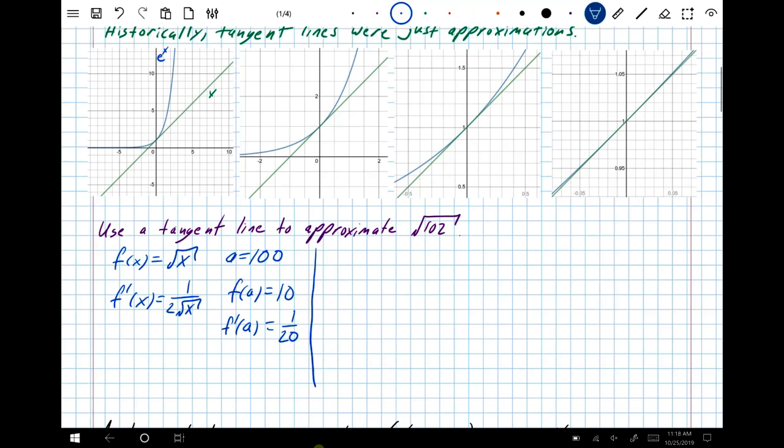My tangent line, let's see, if I use my point slope form, looks a little bit like this, where I plug in my x and my y value. So my x value is 100. My y value is that f of a, so my y value is 10. Okay, just plugging in that 100 into f. And then I multiply it by the derivative for my slope, and that slope is 1 over 20. Look at me, I found the tangent line.